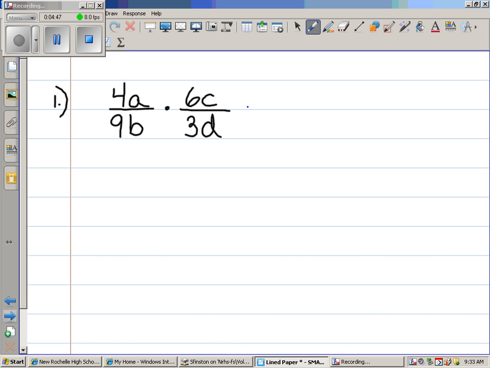For me personally, for this kind of problem, I see multiplying and reducing as easier. Top times top, that's going to be 24ac divided by 27bd. And you can take a sneaky route now. If you do have your calculator, break it out. I'm going to show you how to reduce fractions in your calculator.